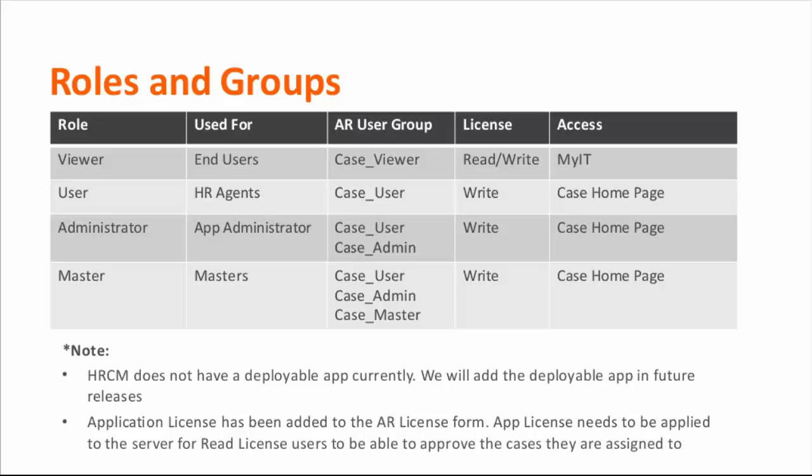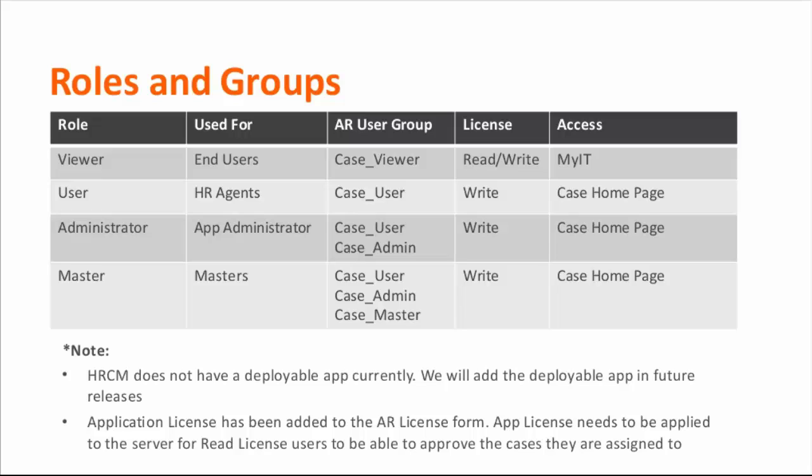HR administrators, the case administrators, are the people who have case user permissions and then the case admin permissions. These people can do everything the case user is able to do, plus they are able to create the people profile entries and also the solution. Only the administrators and masters are able to create the people profile entries and the solution entries. HR agents are not able to do that.